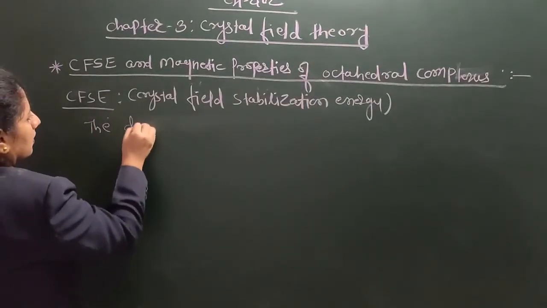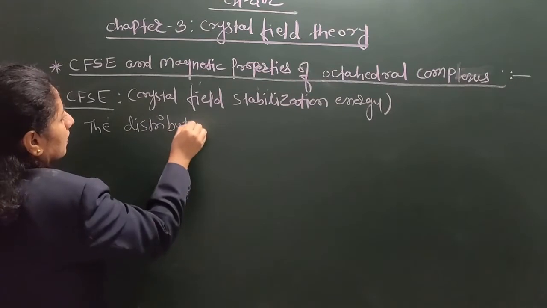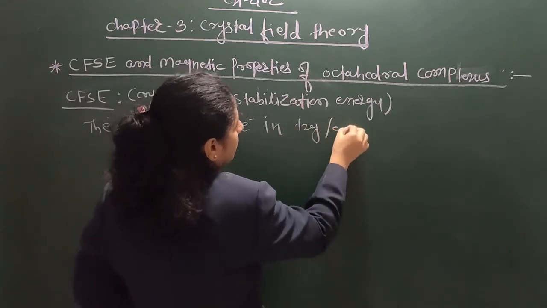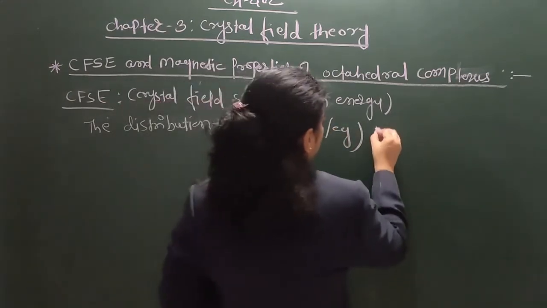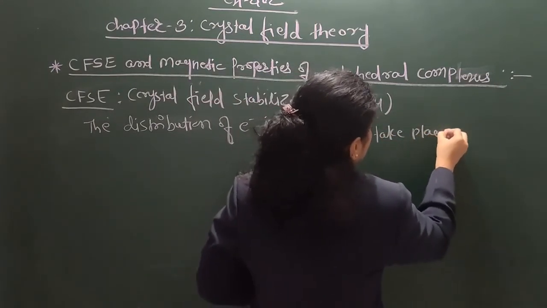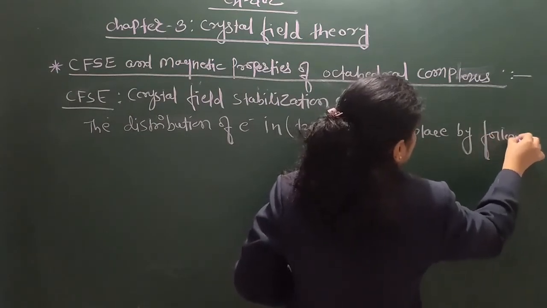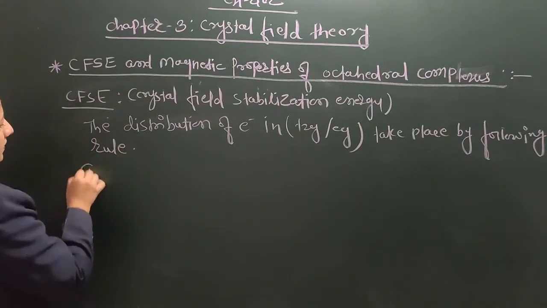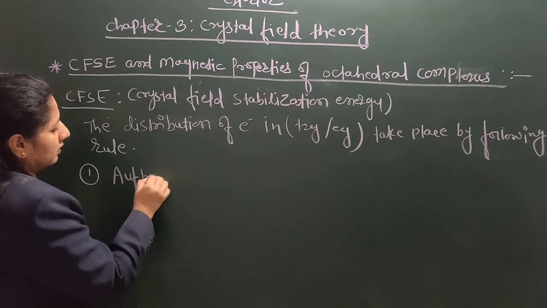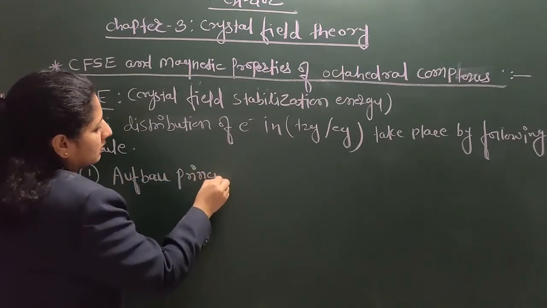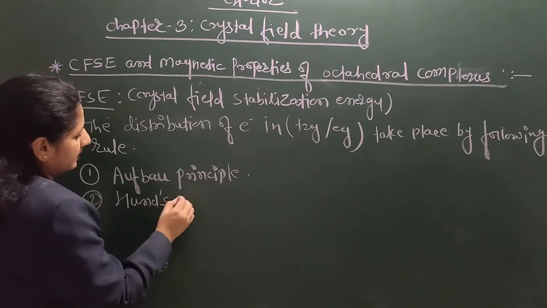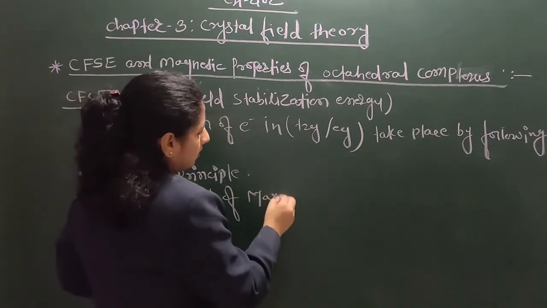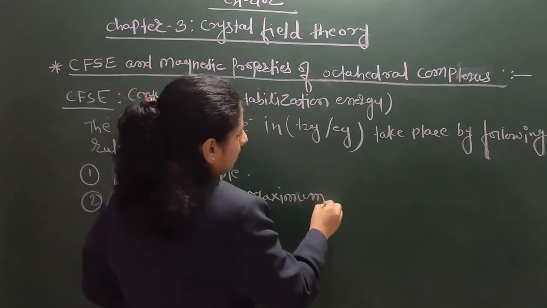The distribution of electrons in t2g or eg orbitals takes place by following these rules. First, the Aufbau principle. Then, Hund's rule of maximum multiplicity.